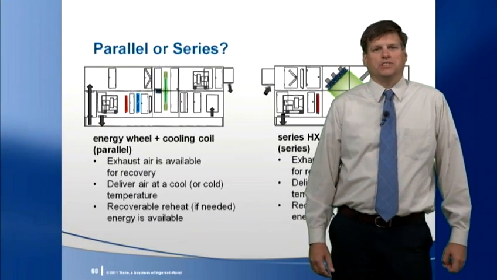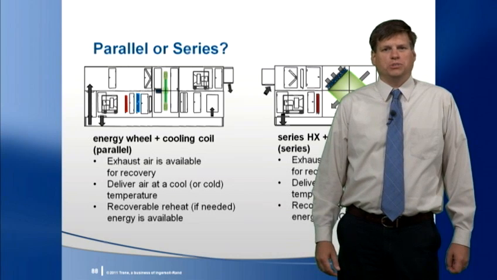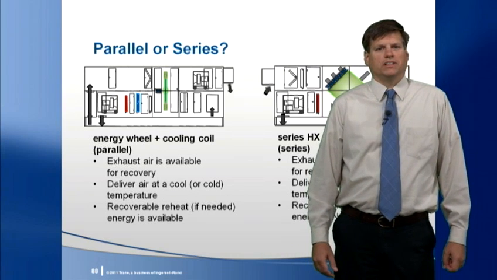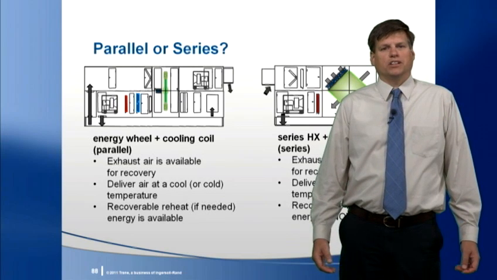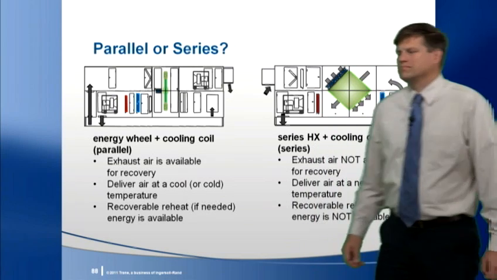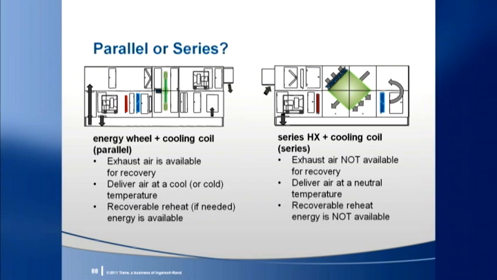The decision on whether to use a parallel configuration, like the unit with an energy wheel, or a series configuration, like the unit with a series heat exchanger, depends on the goals and limitations of the project. For the majority of applications, the parallel configuration will be the best fit. This is because the exhaust air is typically available for recovery, and delivering the air cool and cold results in a larger reduction in the overall system capacity. However, there are applications where the series configuration might make more sense. If there's a need for neutral temperature air and there is no recoverable source of reheat energy, this might be a good choice.